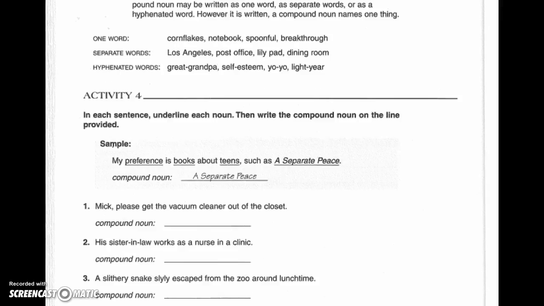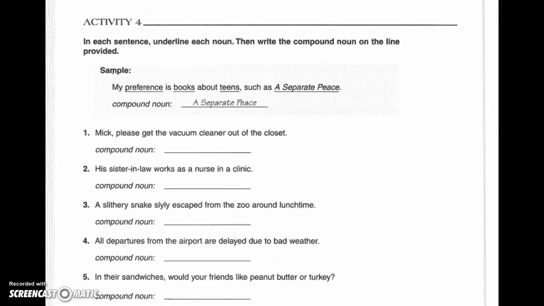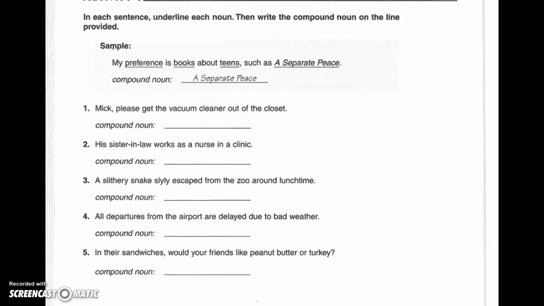Okay, now remember back in elementary school, you guys learned about compound words. Well, they're called compound nouns now. And you're going to look at these 5. Yep, we have 5 of those. You're going to look at these 5 examples and write down on the line provided the compound noun, if you will. Okay, so a separate piece. It's the title of a book and the sample, and so that is your compound noun. Number 1, Mick, please get the vacuum cleaner out of the closet. One of those, or actually 2 of those words, form a single compound noun. So write those on the line. Okay, pause your screen while you do those 5.